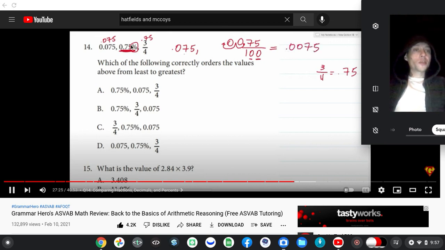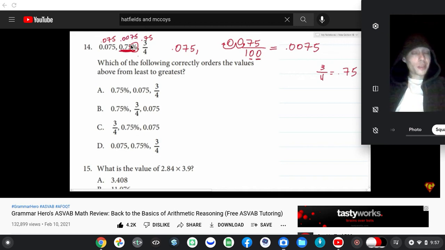So in this order, let's bring it back. We have 0.75% being the smallest. After that, we have 0.075. Then finally, we have 3/4.